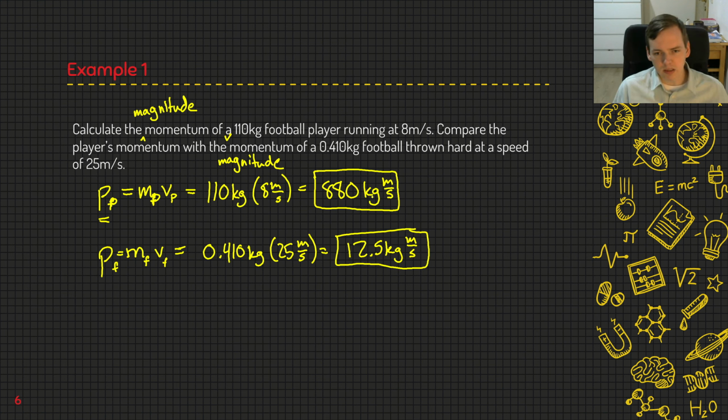So we notice that the momentum of the football player is much larger than the momentum of the football. And this kind of makes sense because if you imagine, would you rather try to catch a football that was thrown at you, or would you rather try to stop the football player? You probably want to catch the football, even if the football is moving really fast. 25 meters per second is pretty fast.